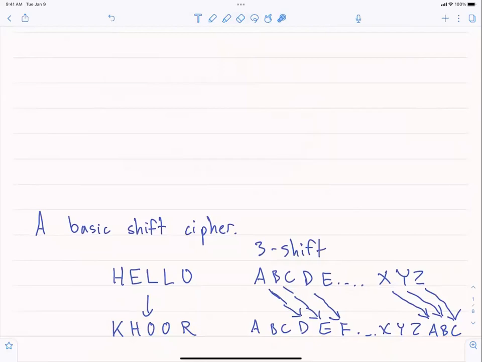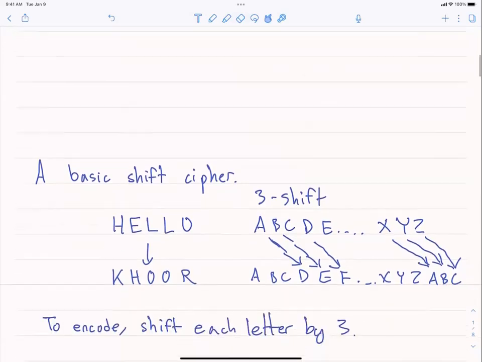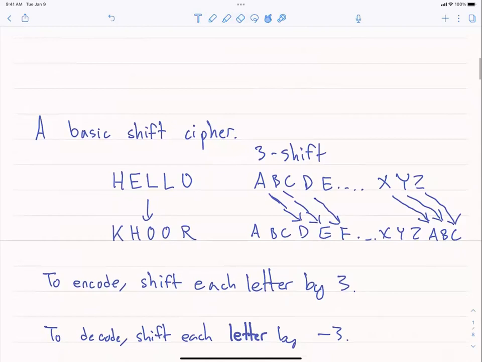Then we both know that when I send him KHOOR, to read that, he's got to undo the shift. So he's got to shift it back by 3, each letter, to get hello. And that's a rudimentary way I can send something that looks like nonsense, but my friend can still read it because we've pre-agreed that we're going to use this 3 shift as our cipher. So to encode, you just shift each letter by 3. And to decode, you shift each letter by -3. So you just shift to the left, you undo the shift.